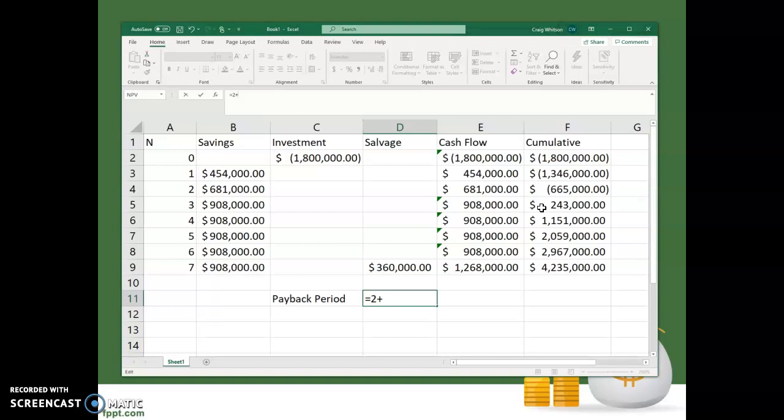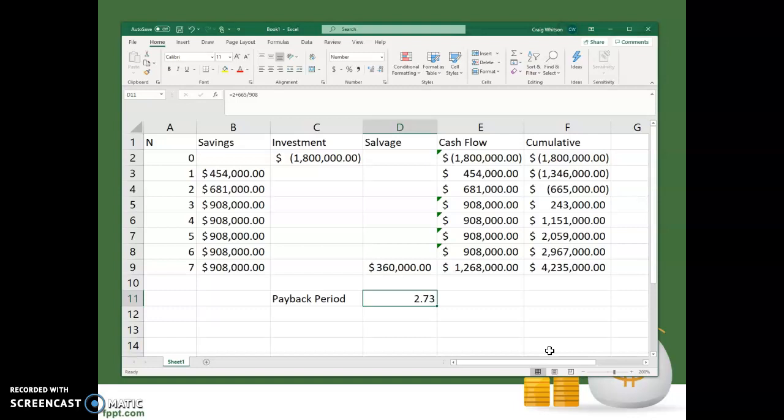Okay, and without the cell references, if I just typed it in, it would be 2 plus, because it's going to be 2 full years, and then some. And the then some would be however much time it takes us to make our $665,000, when in the following year, the total amount of money we're going to make or save is $908,000. So again, either way, whether we use cell references or just simply type it out, the payback period for this investment is 2.7 years. Okay, and if we wanted to know to the nearest hundredth of a year, 2.73 years.